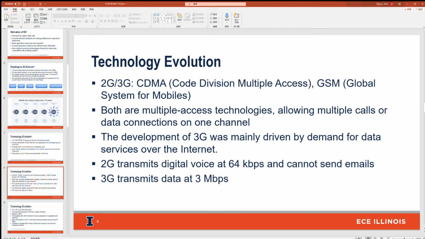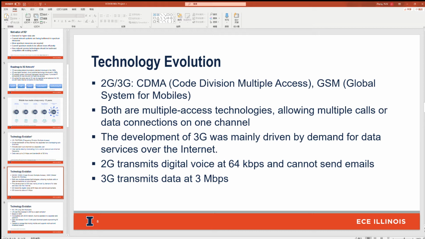CDMA encodes each call's data with a unique key. Then all calls are transmitted at once, with receivers dividing the combined signal back into individual calls. So of the two, GSM is more widely used around the globe, with availability in more than 200 countries. One major distinction between GSM network and CDMA network is that the former allows you to make voice calls and transmit data at the same time, while the latter does not.